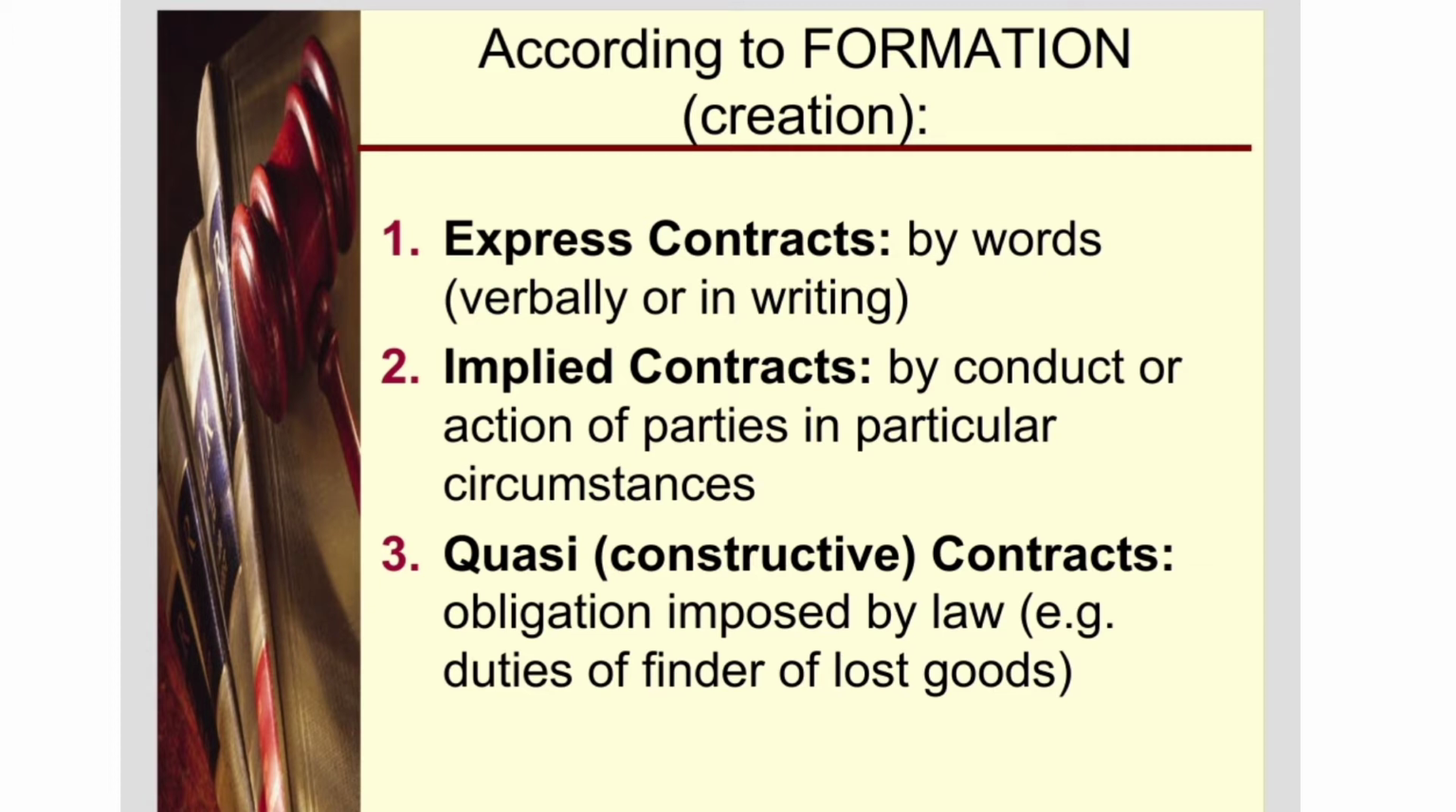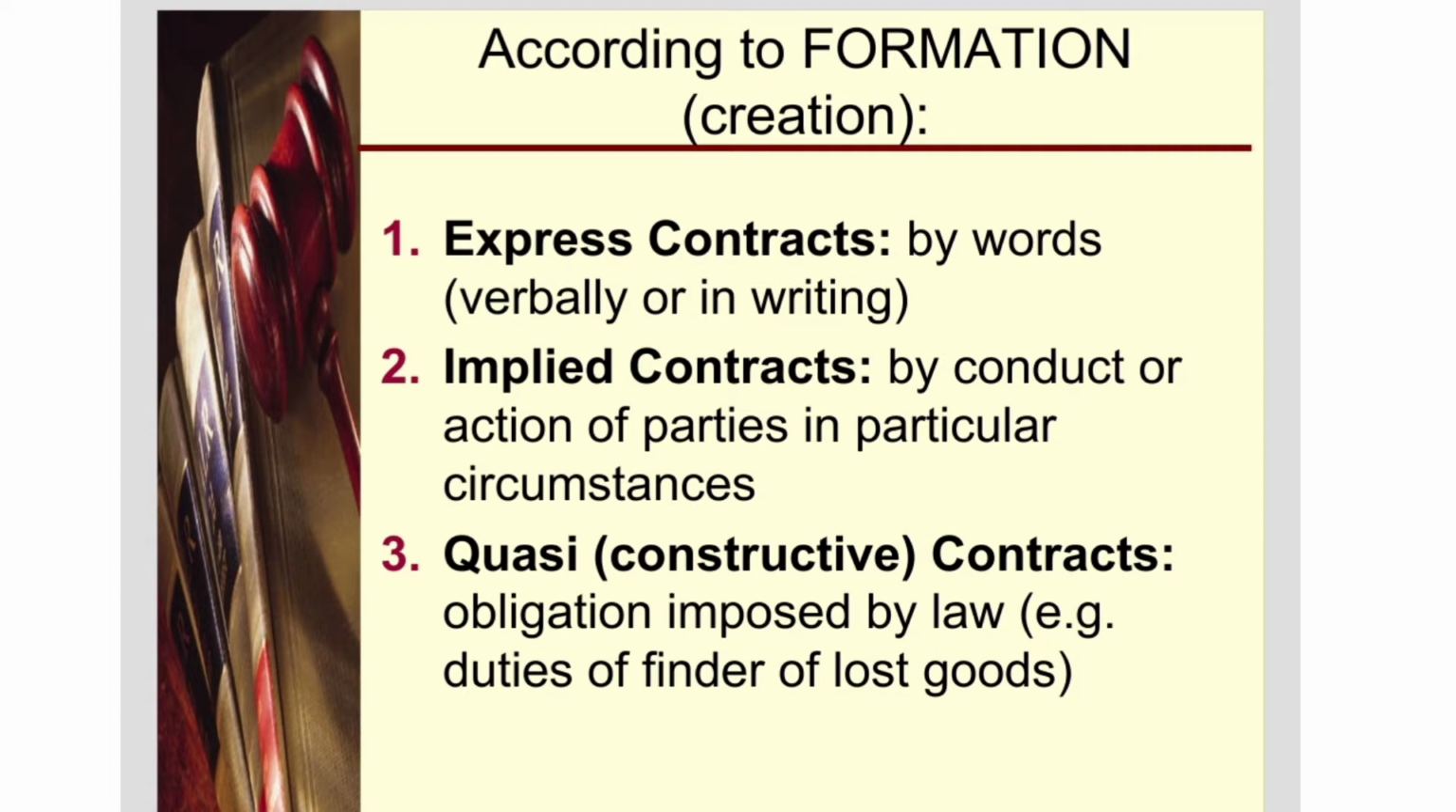A very simple example is if one person says to another person that he is willing to sell his car to the other person for a certain amount, and the other person replies by informing that yes, he accepts the offer. In this situation, there is an express contract between these two parties.